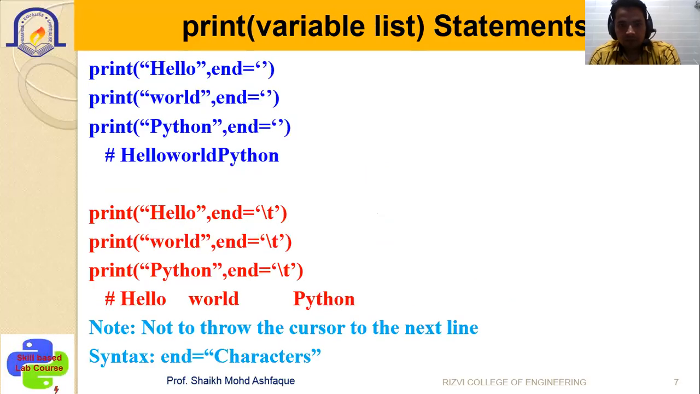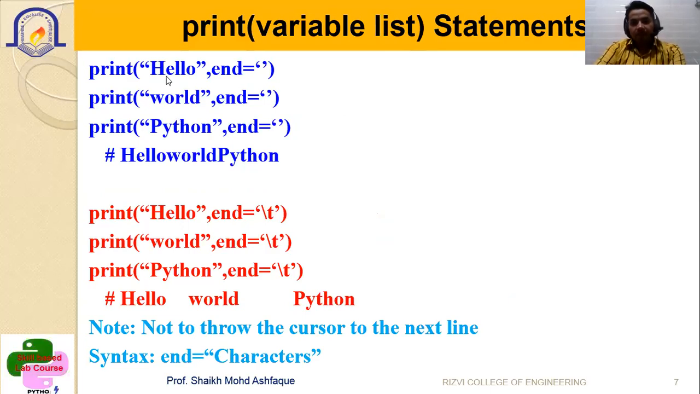Next, here you can also see that the end operator is used like your separator. So here, not to throw the cursor to the next line. This end is used if we do not want the cursor to move to the next line. At that time the end is to be used, and the syntax is end equal to characters. So we'll see the various parts of it.